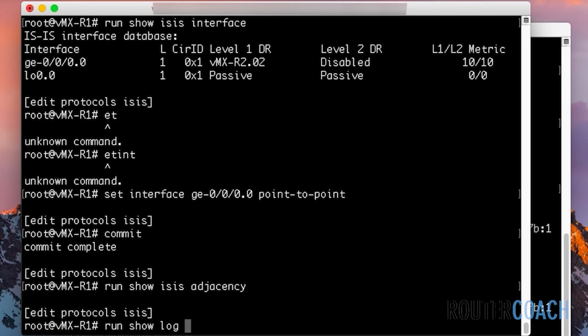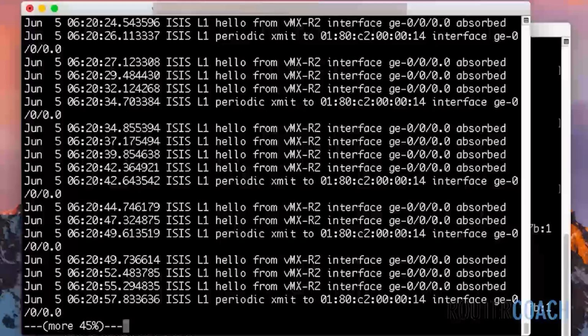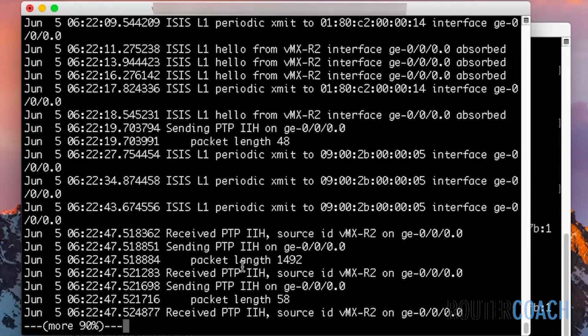It's something network point of attachment. What does the S stand for? I can't remember. So run show log trace ISIS. Okay. Oh, a couple of things here.